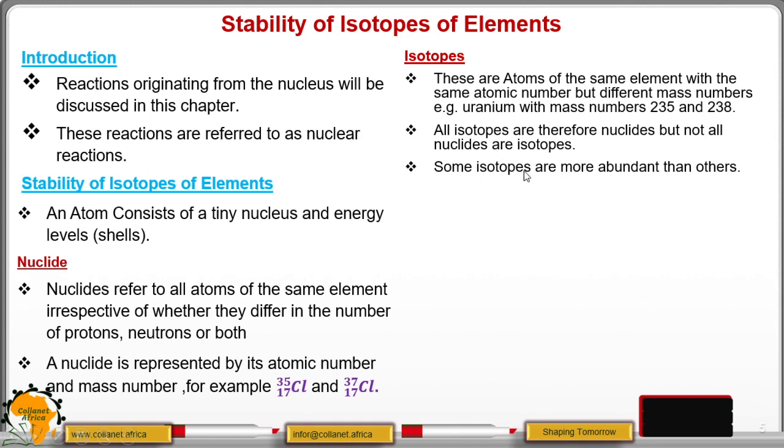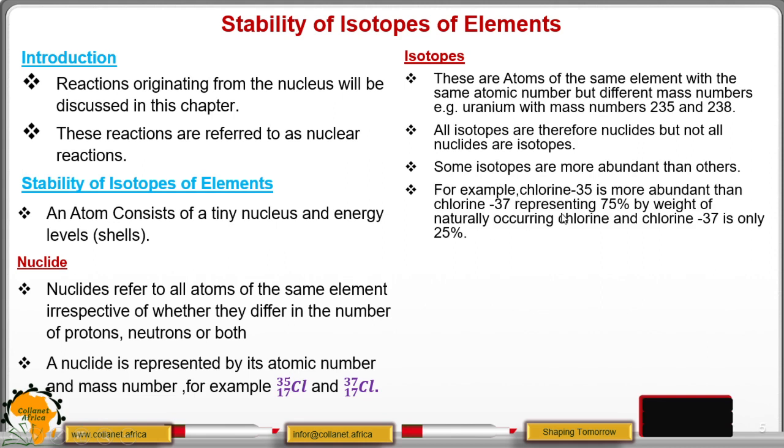We also know that some isotopes are more abundant than others. In other words, they have a higher percent in the naturally occurring atom. For instance, we have chlorine 35, which is more abundant than chlorine 37. This chlorine 35 represents 75%, while chlorine 37 only represents 25% of naturally occurring chlorine.